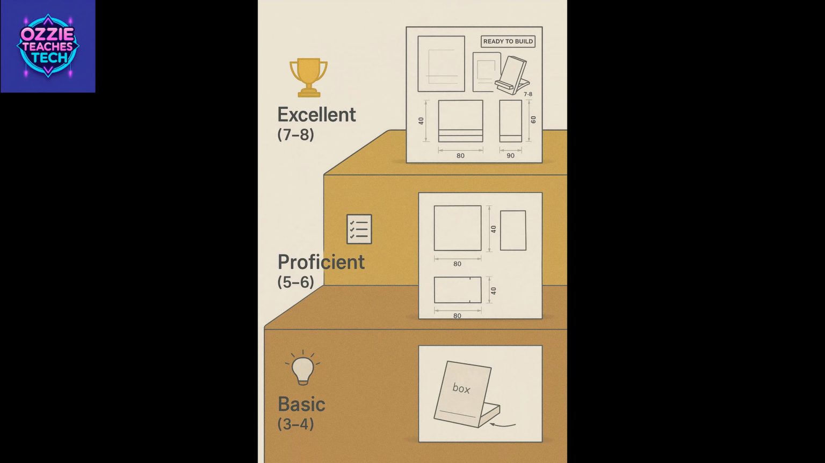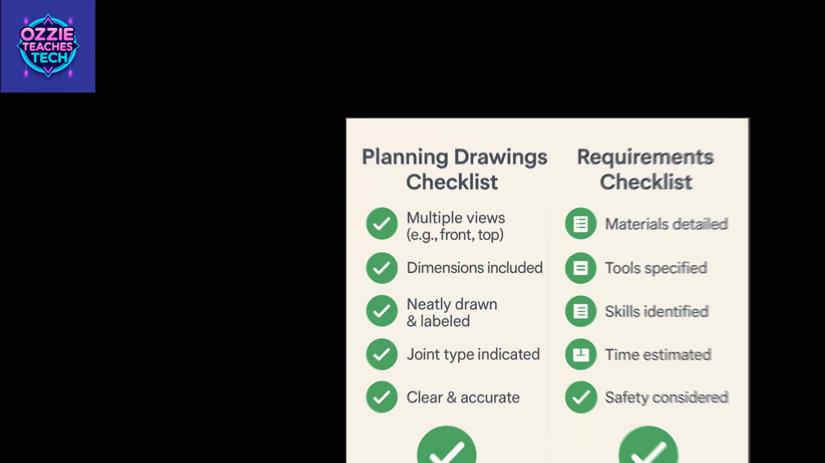The difference is in the detail and the accuracy. Don't just list wood. Specify exactly what type, what size, what thickness. Don't just draw a box, show every measurement that matters. Before you say you are done with Strand 4, run through this checklist.